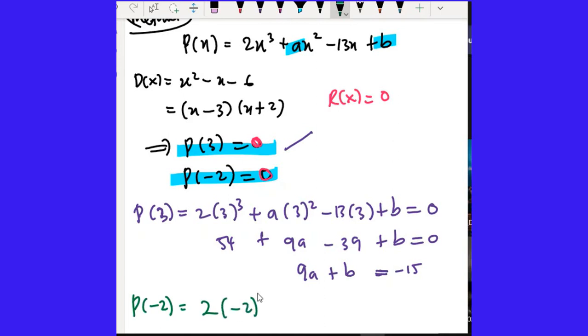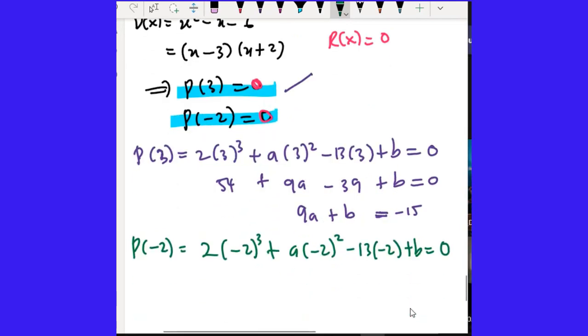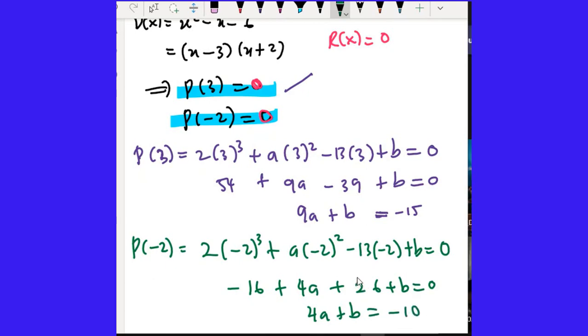Saya ulang balik dia. Saya buat slow and steady, supaya you all dapat fikirlah. Okay. Ini cara biasa. Yang first tadi cara konsep. 8 times 2, negative 16 plus 4a plus 26 plus b is equal to 0. 4a plus b, sekejap, ini 10, negative 10. So buat macam tadi boleh? Tak payah tunjuk kan? Ini equation 1, equation 2. Solve for a and b.